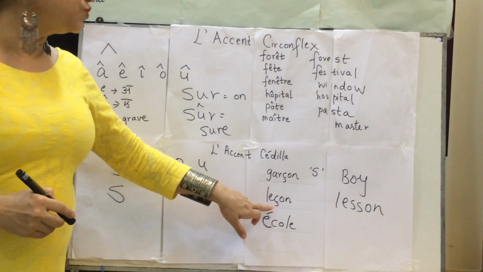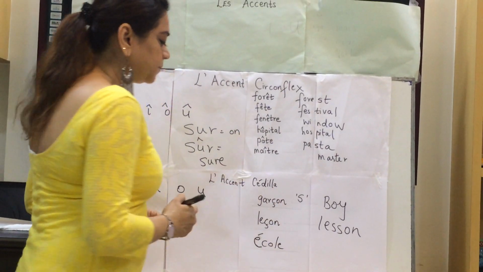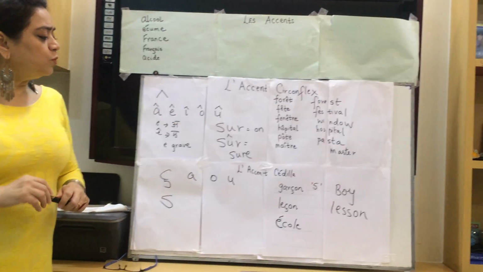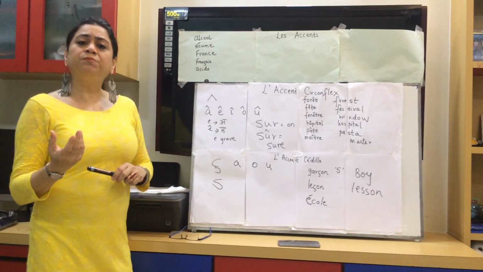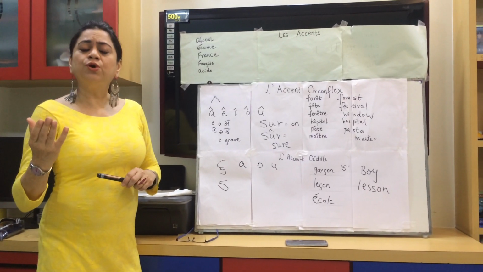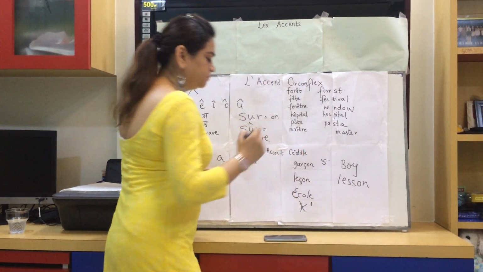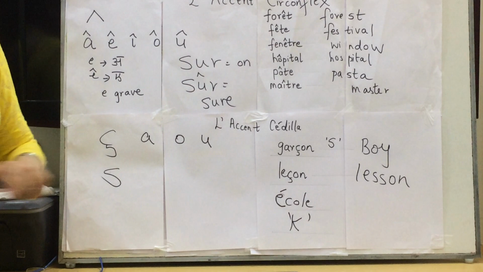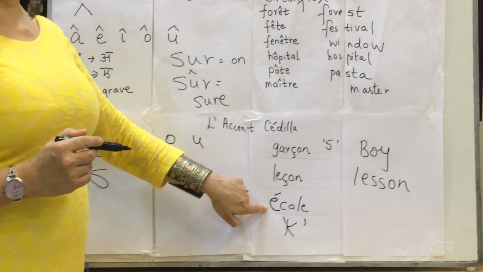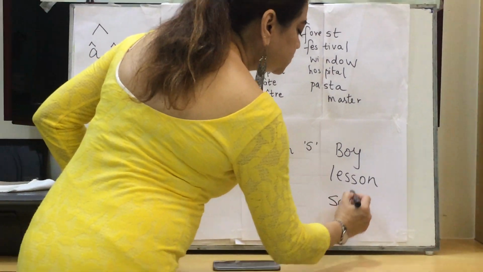It's before an O, so it's pronounced as S. Now, there will be certain words before A, O or U without the cedilla. So that would be pronounced as K. Then the C will be pronounced as K. Say, école. École, that is school.